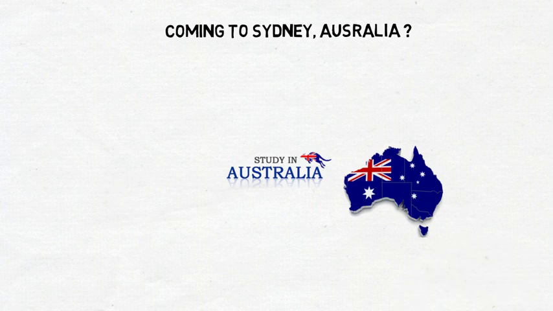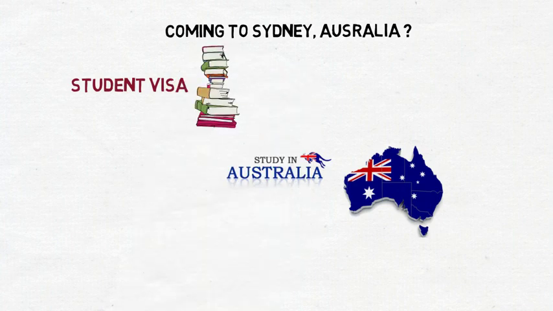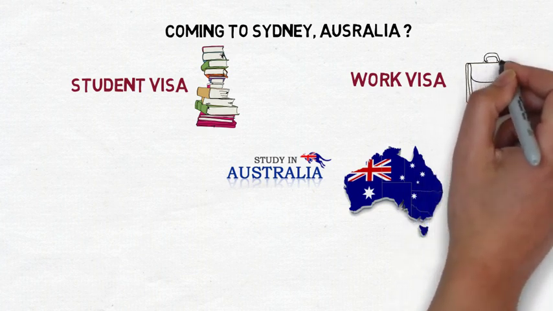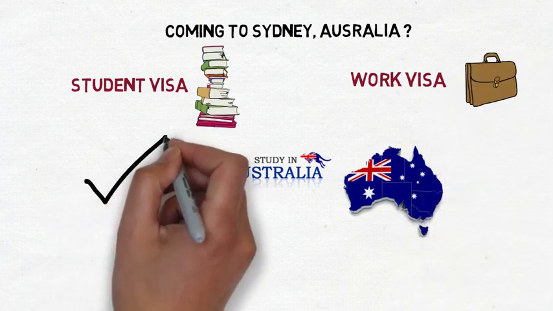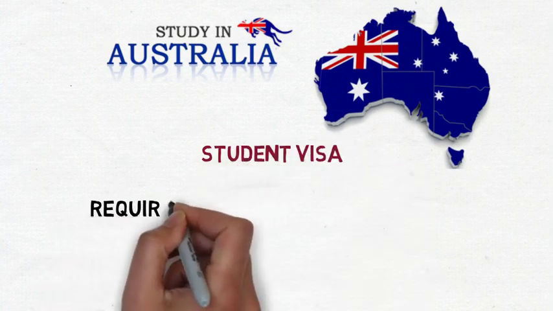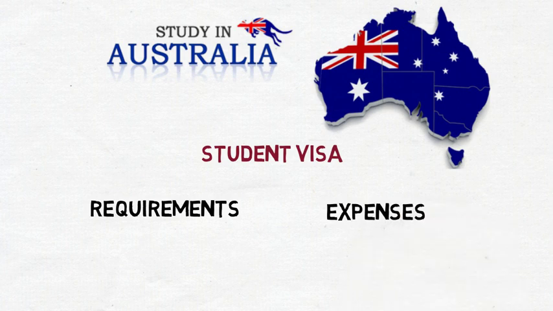We all know that there are basically two types of visas everybody talks about. The first one is the student visa, and then there is another one they call the work visa. But today I'm just going to talk about student visas, and I've split that into two parts. The first one is the requirements, and the second is the expenses. What are the requirements if you want to come to Australia as a student, and how much is it going to cost if you're coming to Sydney, Australia.